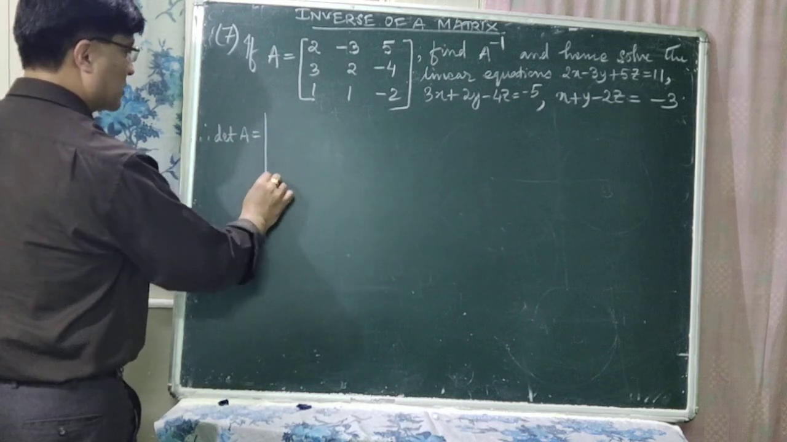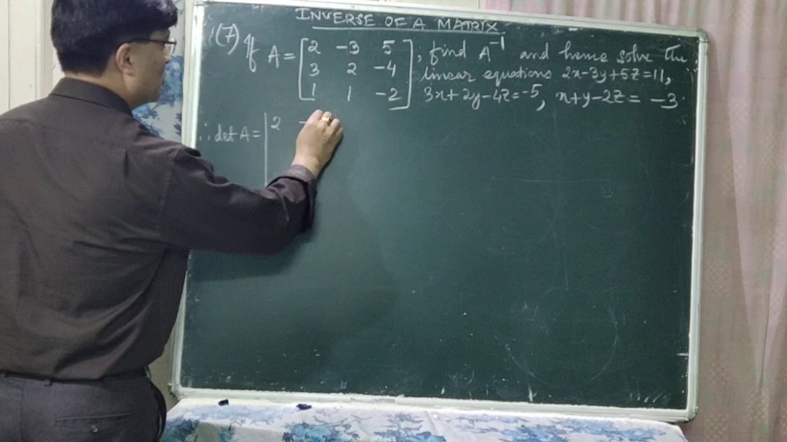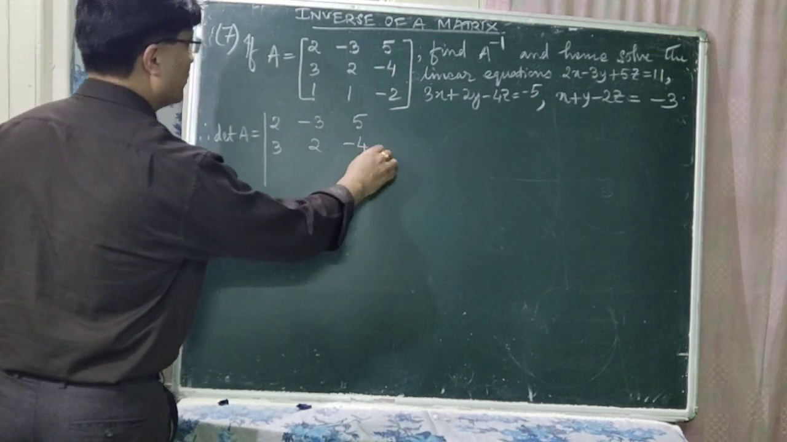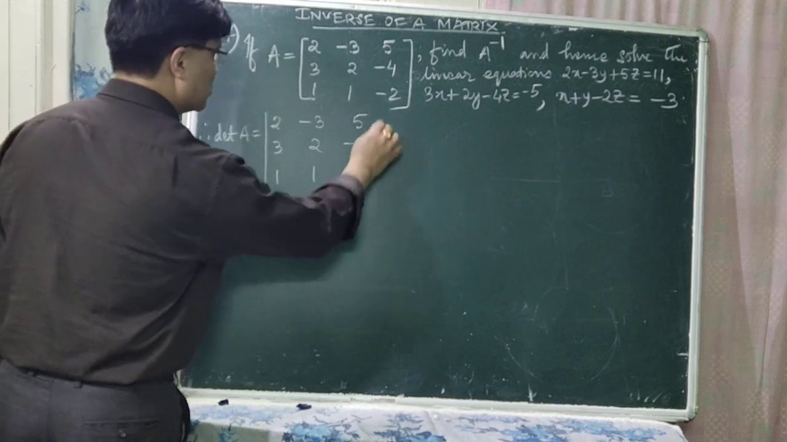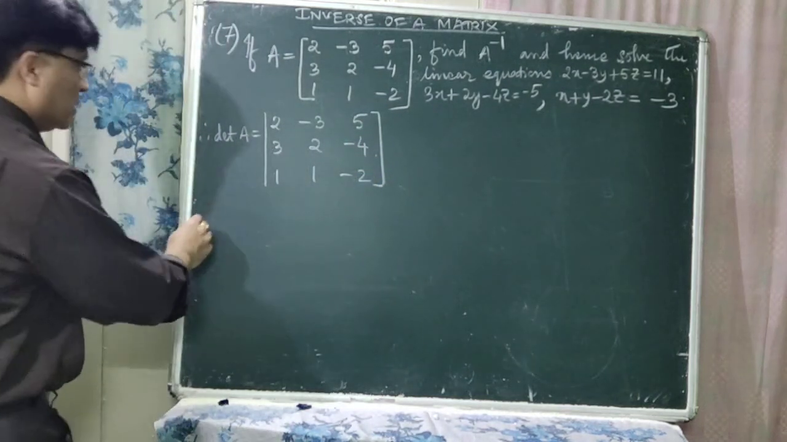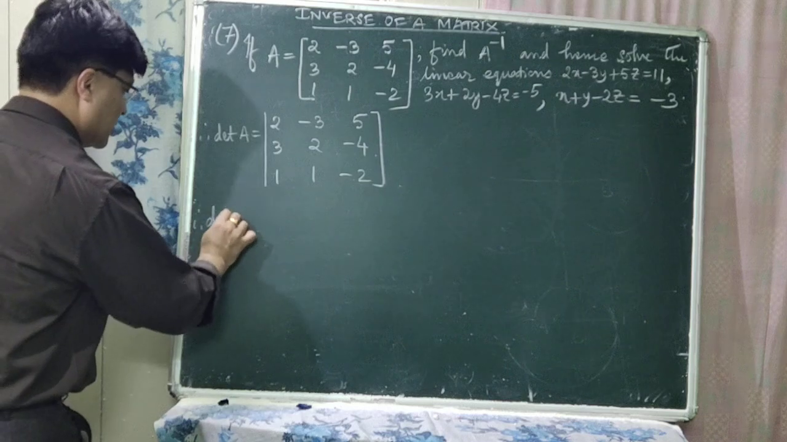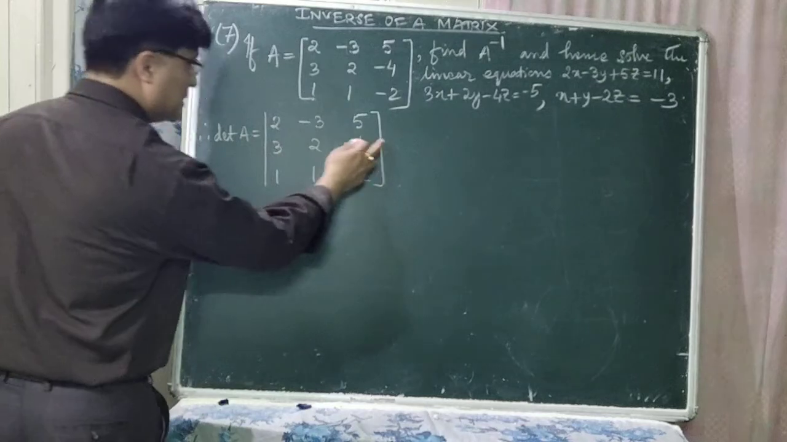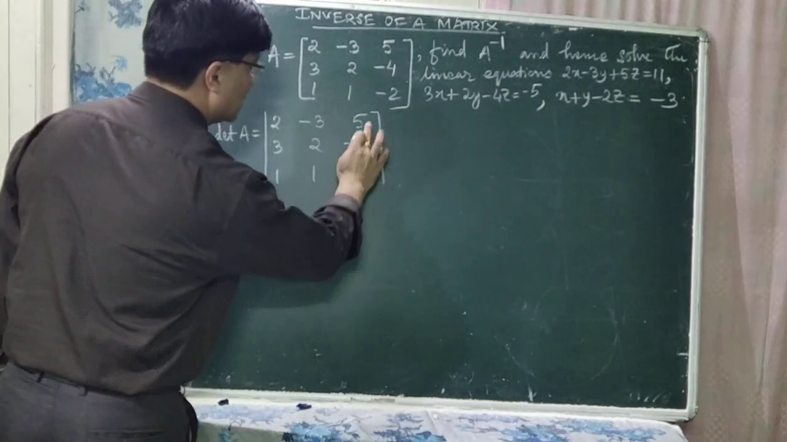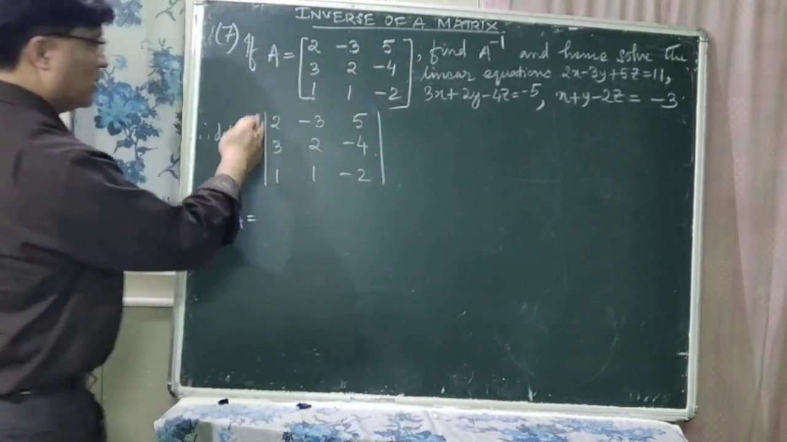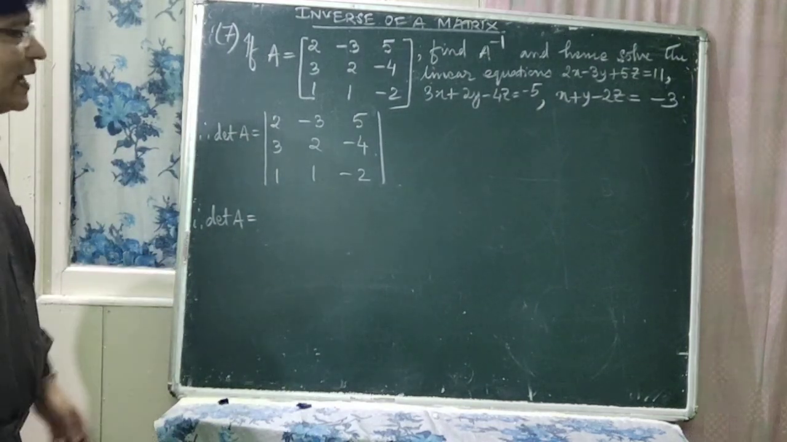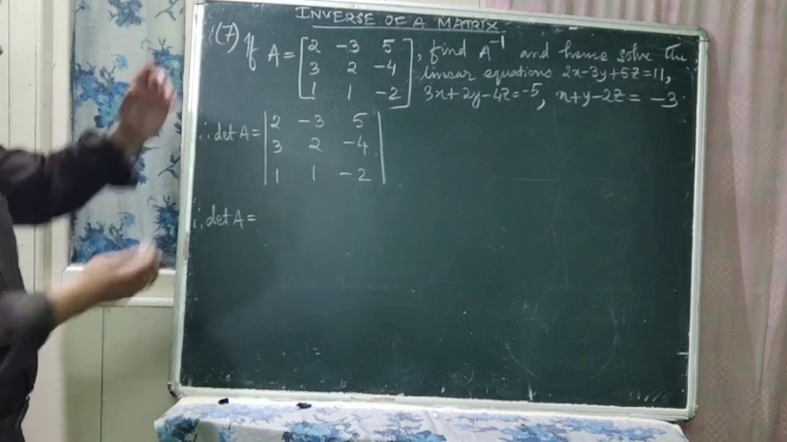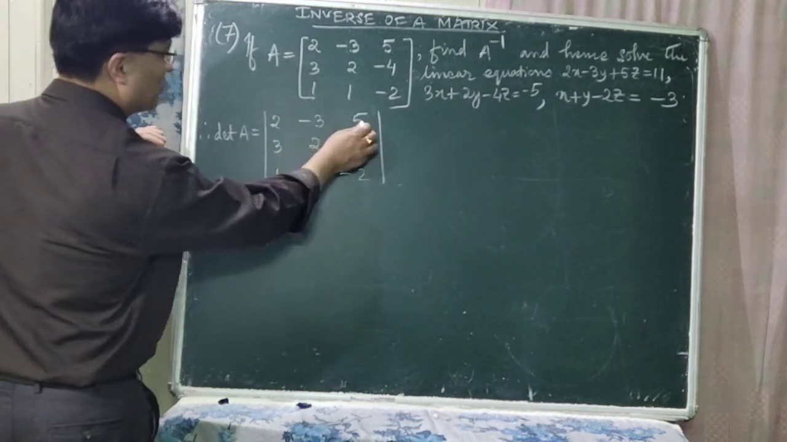Det A is equal to, let us convert into determinant form, 2, minus 3, 5, 3, 2, minus 4, 1, 1, minus 2, right? So now we can expand it. This is the determinant. All the elements should be enclosed within vertical lines. We have converted into determinant form, that means we can expand it with respect to the first row.